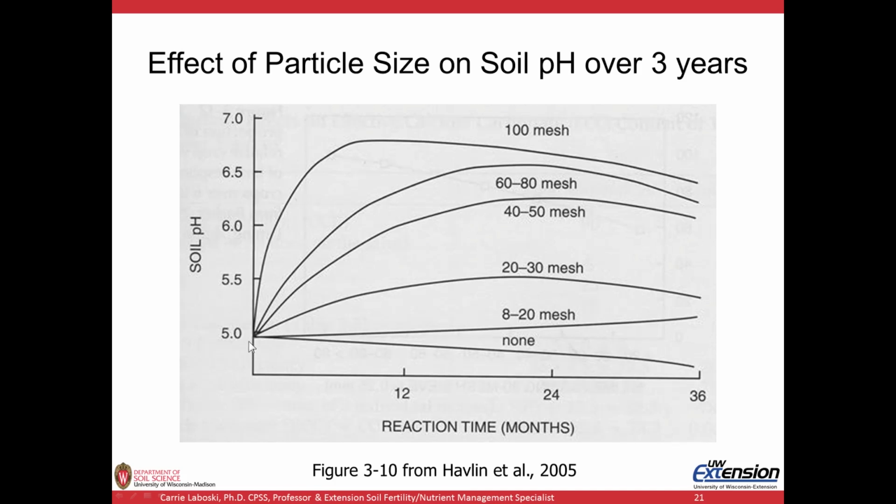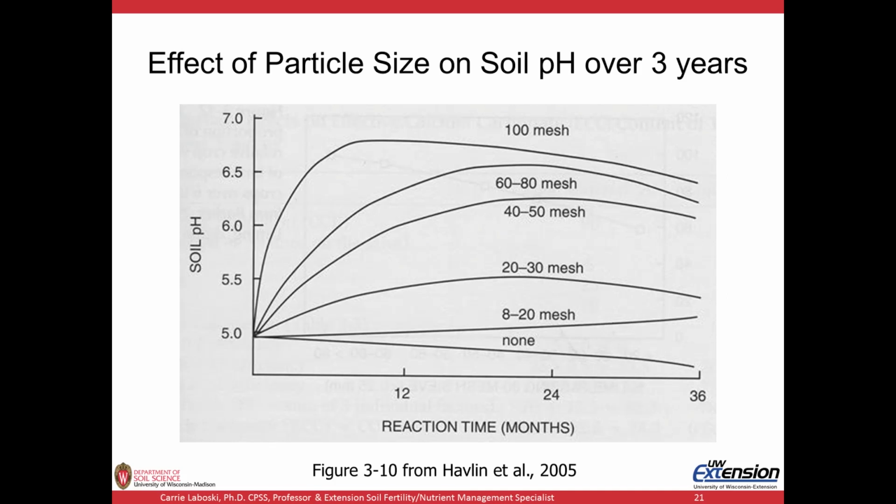And you can see that we have 100 mesh sieves, so that was much finer material than what I showed in the last slide. We get very quick reaction, and in less than a year we've really increased the pH a lot. We get down to, say, a 20 to 30 mesh sieve, we can see that we've increased pH some within 12 months, and it flattens off a bit. And then some materials like this 8 to 20 mesh, slow increase in pH and just continues over time as those particles are broken down.